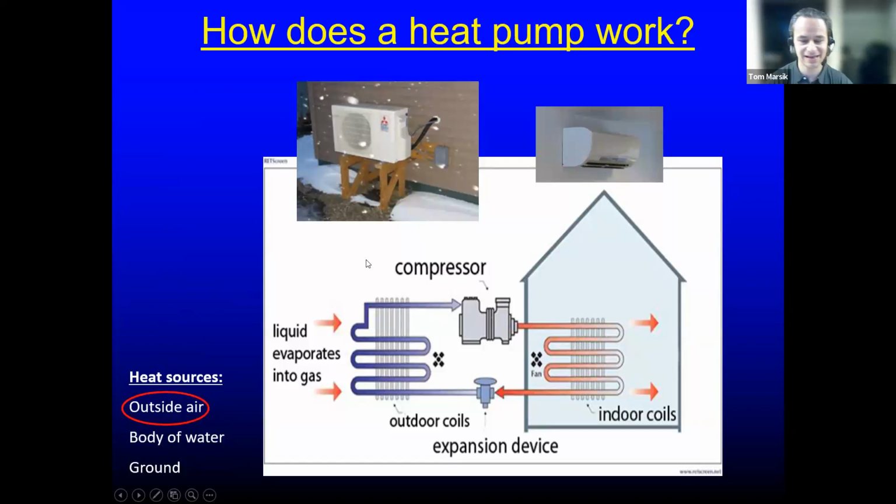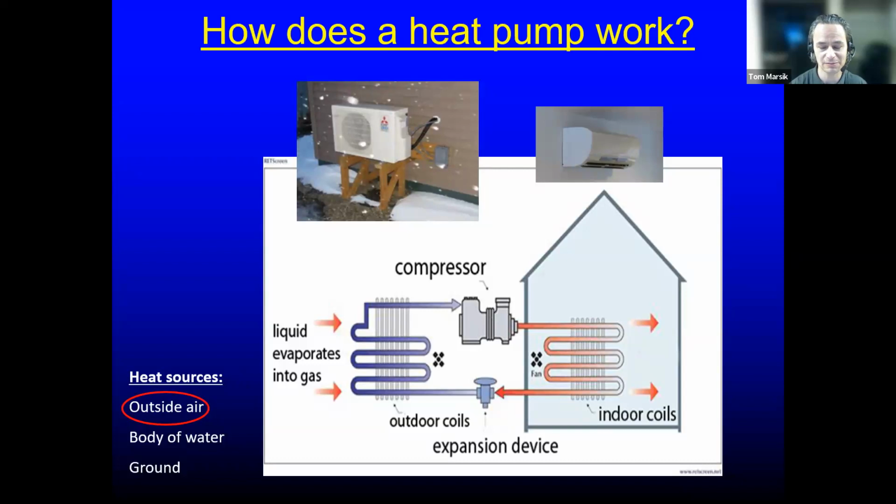So what is a heat pump? A heat pump is a device that takes heat from a cold place and puts it into a warm place. That's kind of the opposite of what's happening naturally. Naturally heat flows from hot to cold, but we can reverse it with a heat pump.